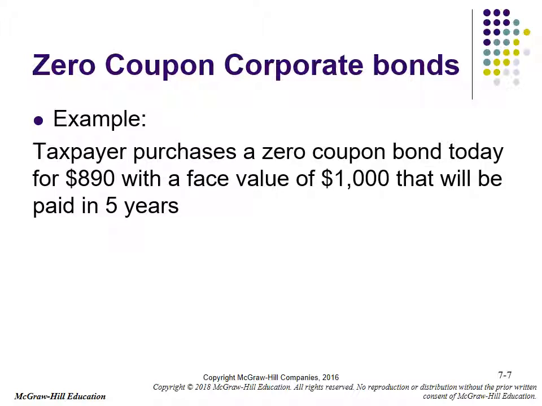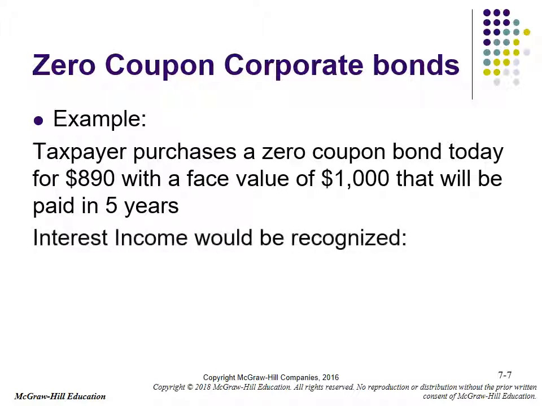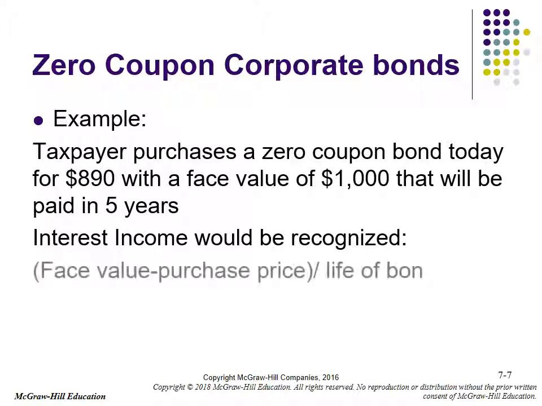Taxpayer purchases a zero coupon bond today for $890, and you could put this in there, it's direct from the corporation, so this is the first time the bond is being sold. The face value is $1,000, so essentially the taxpayer paid $890 today to get $1,000 in 5 years. It's kind of like buying it at a discount, right?